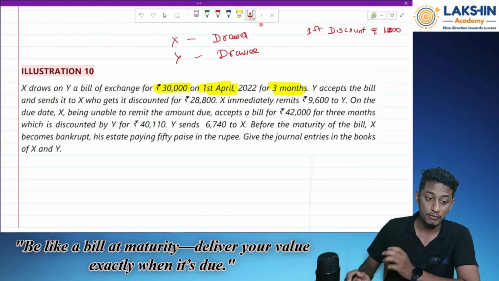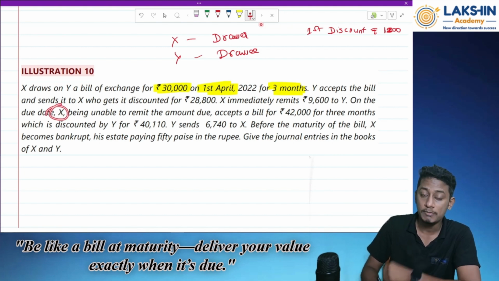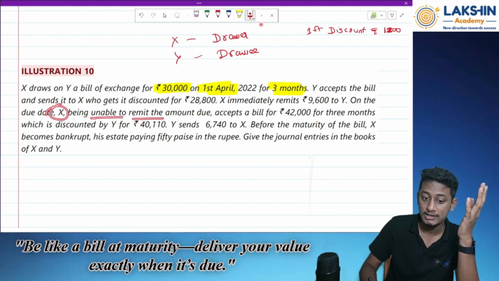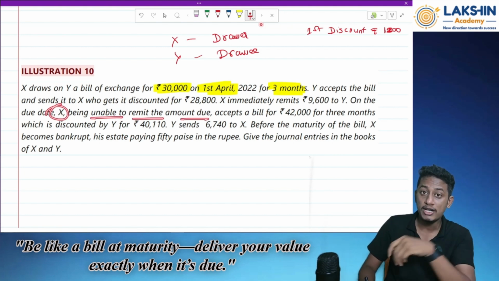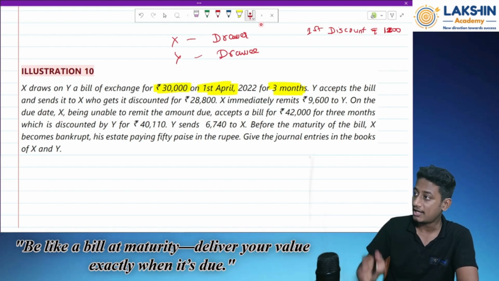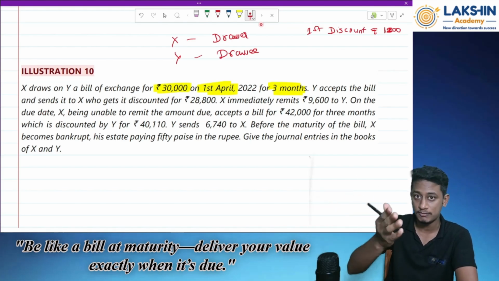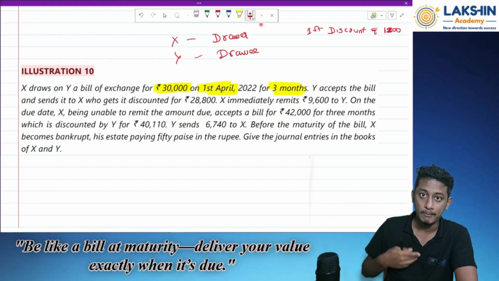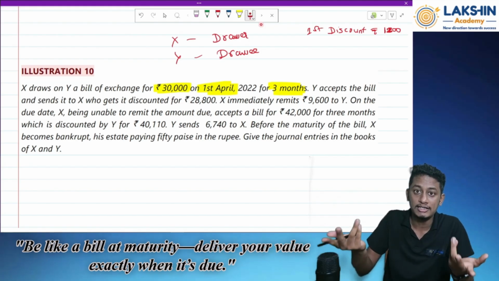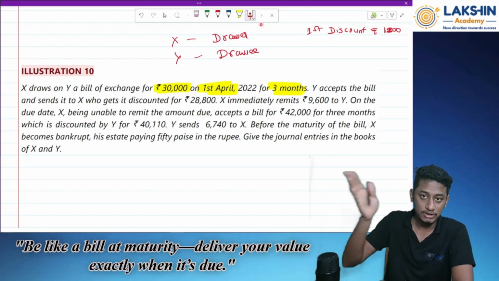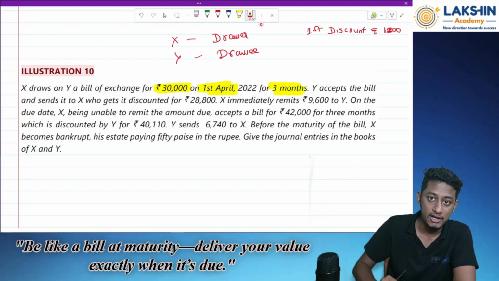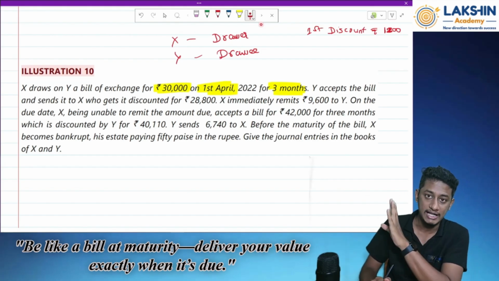But what has happened over here? X is not able to make the payment, unable to remit the amount due. So what happens? Y pays the money, because Y is supposed to pay, or else the bank will come to X. But X doesn't have money in his account now. So what will he do? That's why Y is paying off the money. So for that, an entry needs to be passed.